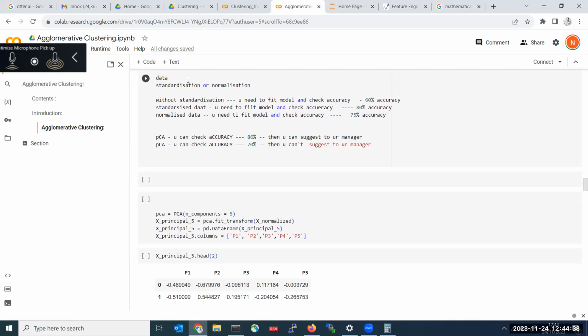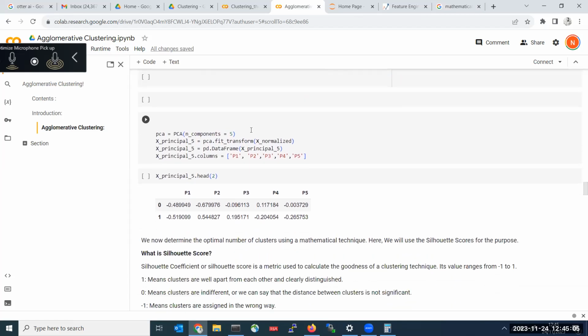So what is the use of this standardization, normalization, PCA? First, you will train the model and check the accuracy. Next, you will try standardization and check the accuracy. Again, you will try the normalization and check the accuracy. And next, you will try the PCA with multiple components like 2, 3, 4, 5, and check the accuracy. See, in the first example, I have given PCA with 2 features. Now I have given PCA with 5 features.